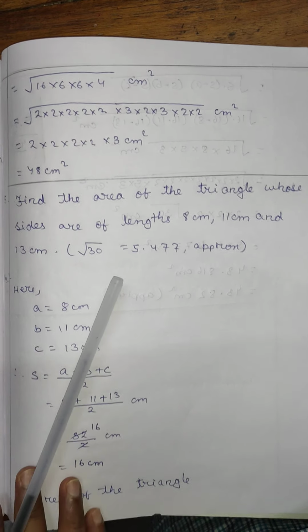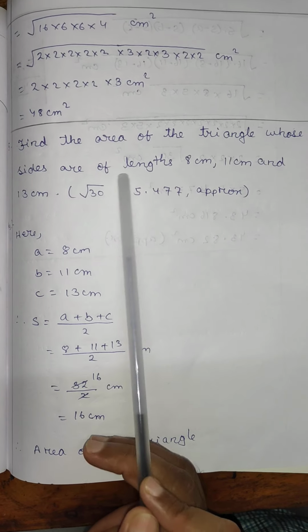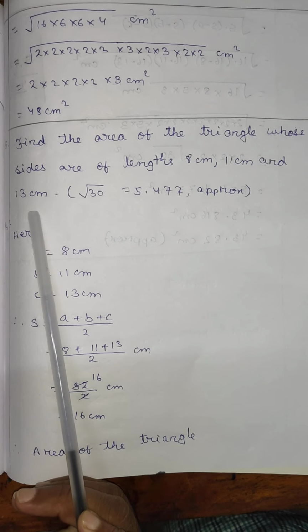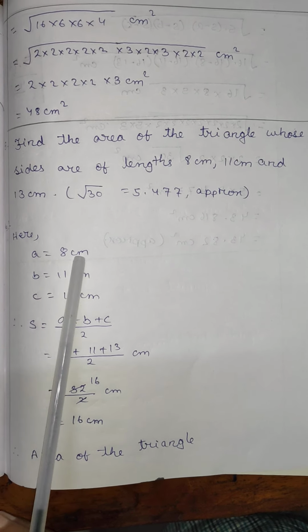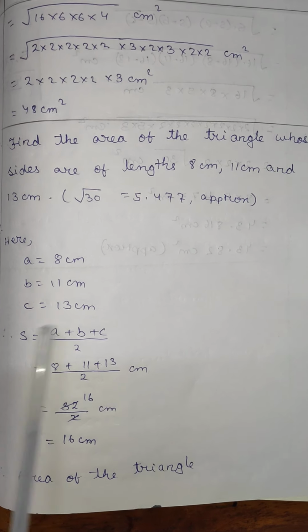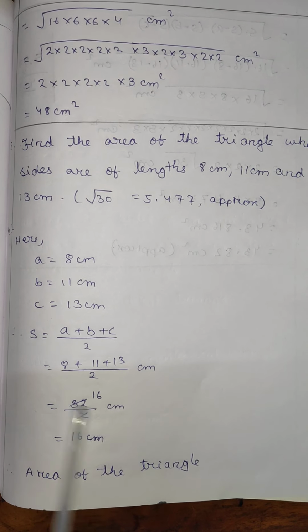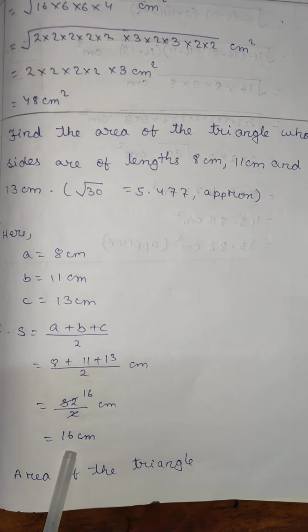Now question number 5. Find the area of the triangle whose sides are given 8, 11, 13 centimeter and the root 30 value. They told us to use this one. So select A 8, B 11, C 13. S is equal to this. After addition, result is coming out 16 centimeter.